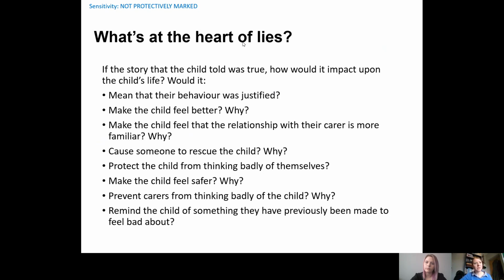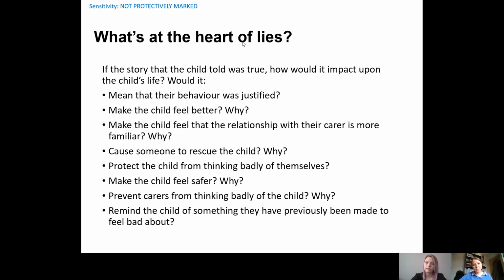Is it that they're lying because of something they've experienced before? We can often see lying in children who have experienced trauma. Would the lie cause someone to rescue the child? I've done sessions for foster carers on lying, and this is a big issue for some children and young people in care. False allegations are a really difficult issue for foster carers, because they can lead to very significant implications for them. But if a child is saying that something bad has happened to them, and you know that's not true, is it that it would cause someone to come and rescue them? Is it almost a cry for help?